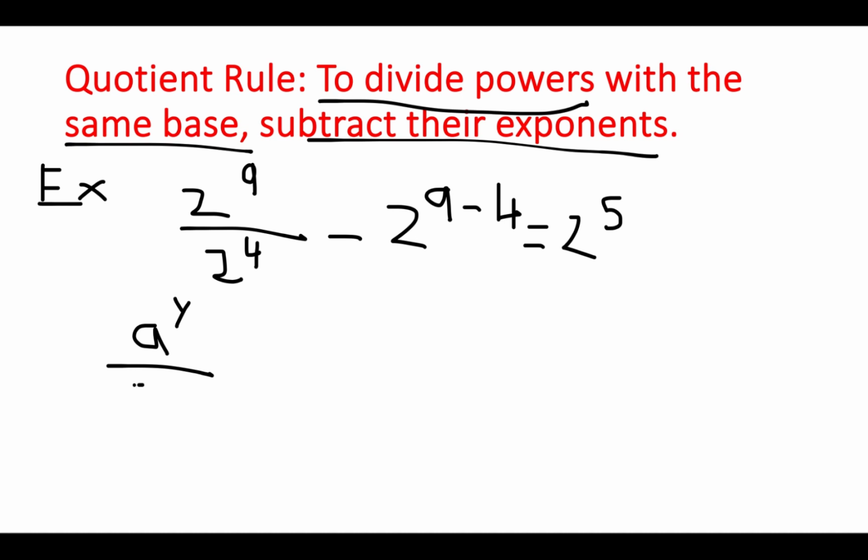Another example is going to be a to the power of y divided by a to the power of x. Same way, you cannot solve it, but you can put it in equation format. A, and you would subtract y minus x. And that's basically how your quotient rule works. So the quotient rule is to divide the powers with the same base and you subtract the exponents.